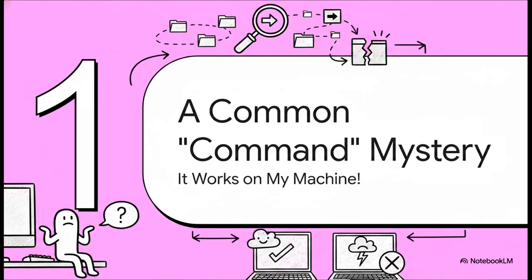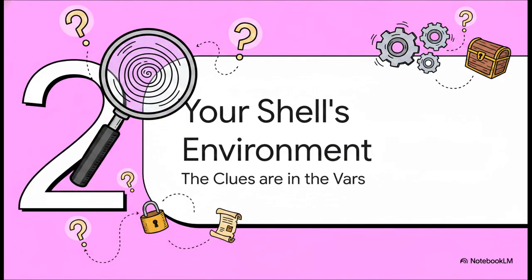We've all said it, right? The famous last words of every developer: "But it works on my machine." And it's more than just a meme. It's actually a symptom of a really common misunderstanding about how Linux shells actually find and run programs. The key to cracking this case is understanding something called environment variables.